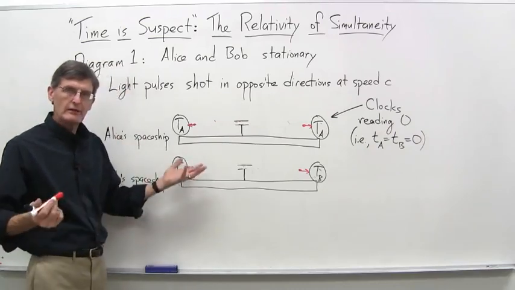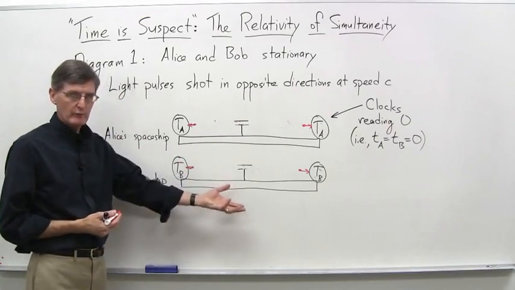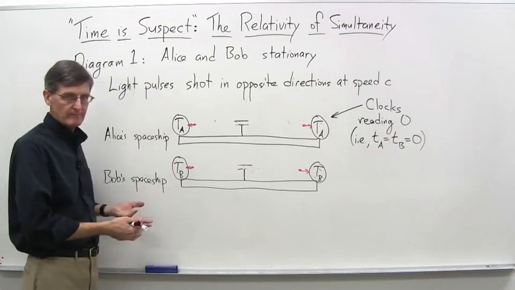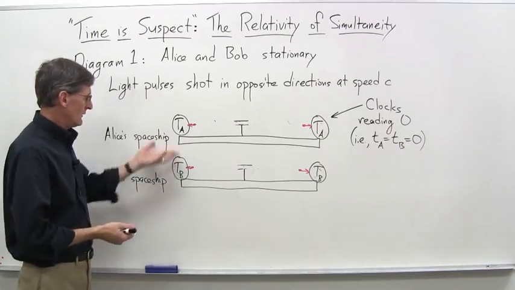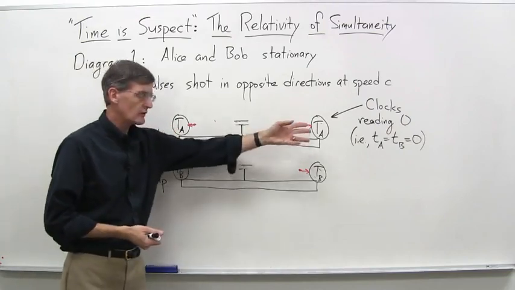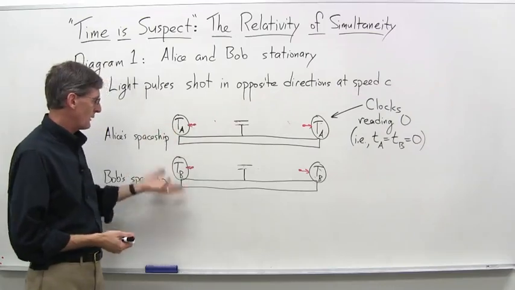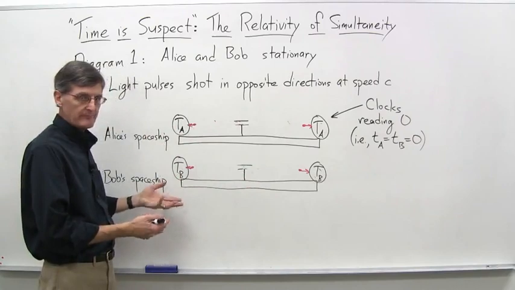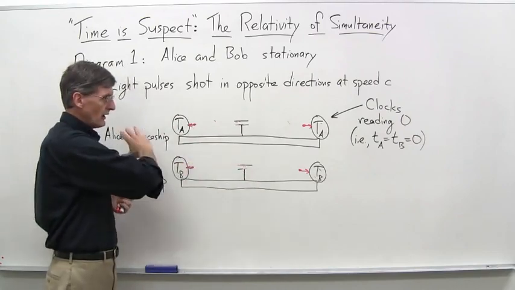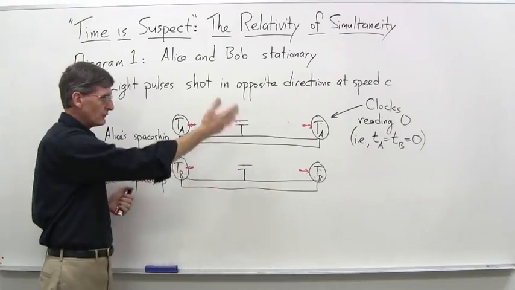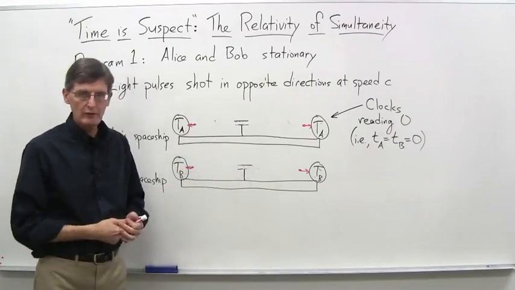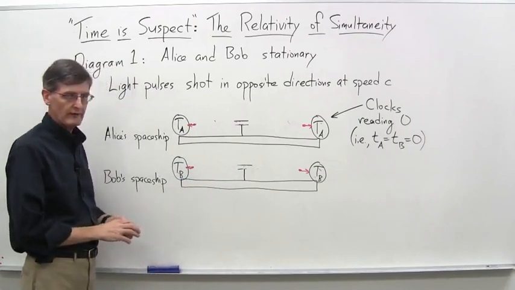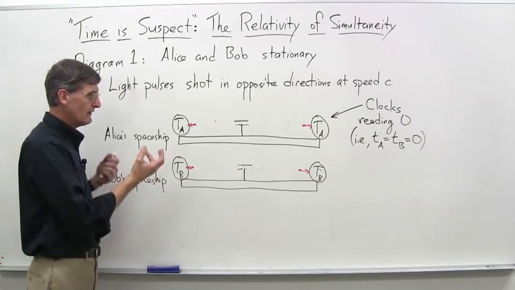So you'd say, well, what's the big deal? Really, there is no big deal at this point. We're just reminding ourselves what would happen if everybody was stationary. Okay, that Alice would see her clocks trigger at t sub a. Bob would see his clocks trigger at t sub b. Everything is stationary. Everything is symmetrical. So t sub a would equal t sub b, and there'd be no problem at all. Nobody would worry about their clocks being synchronized or whatever else. Okay, so that's that situation.